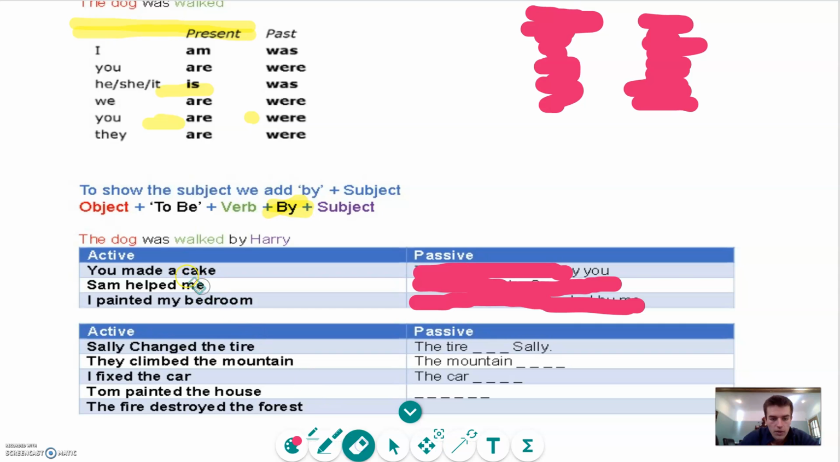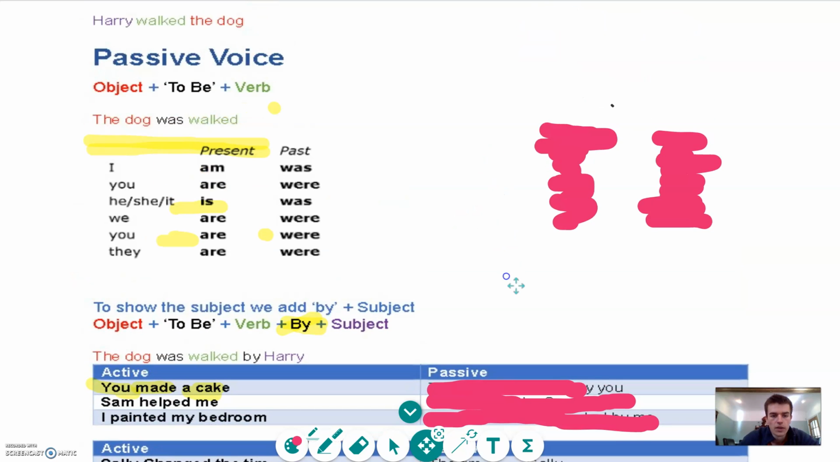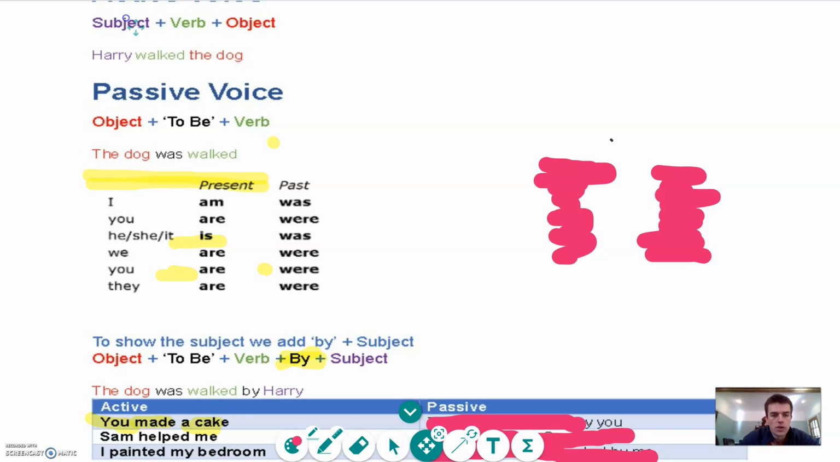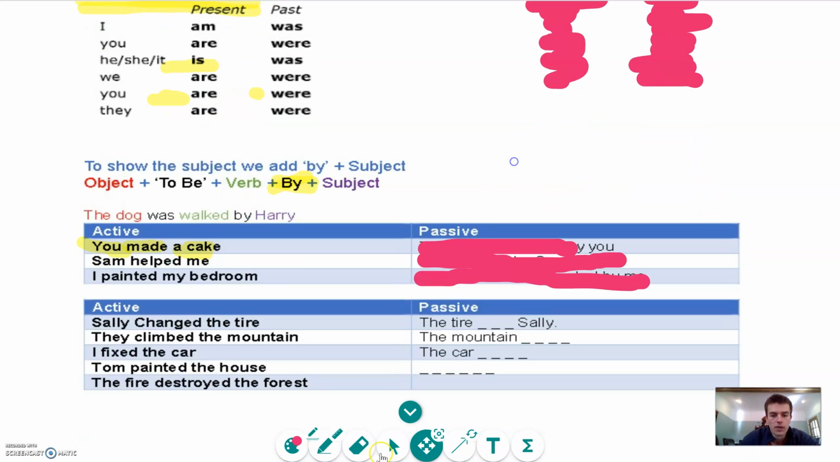So let's have a look. Here we have "you" is the subject, "made" is the verb, and "a cake" is the object. So let's follow this formula. That's the active voice: you, the subject, made, the verb, the cake, the object. We want to switch into the passive voice. So what do we do? We go object. So we have the cake.